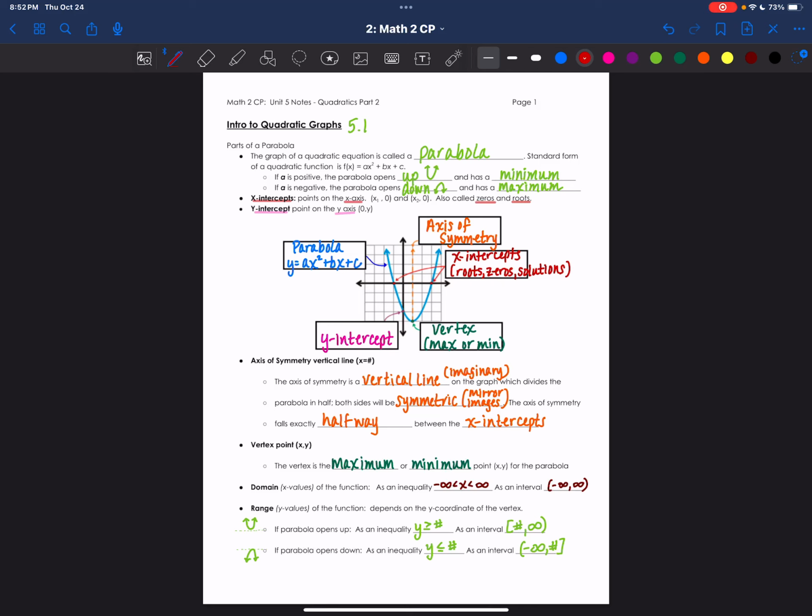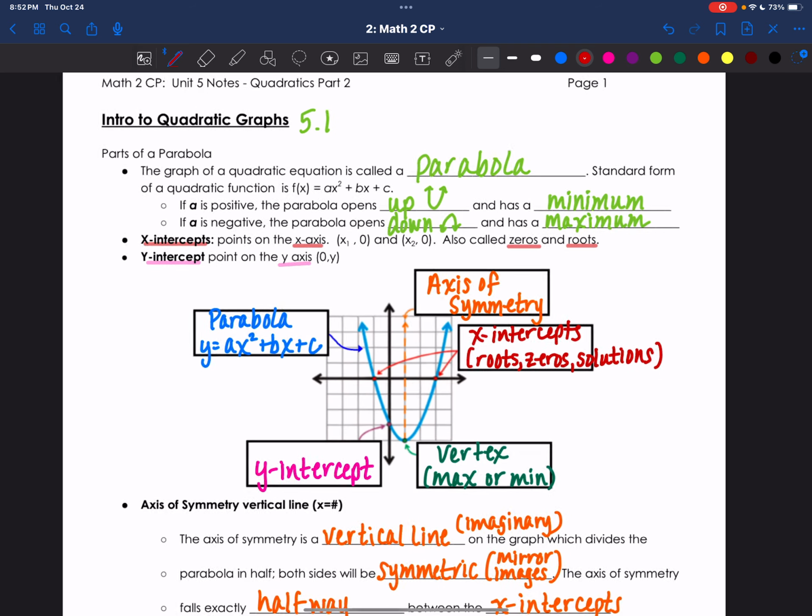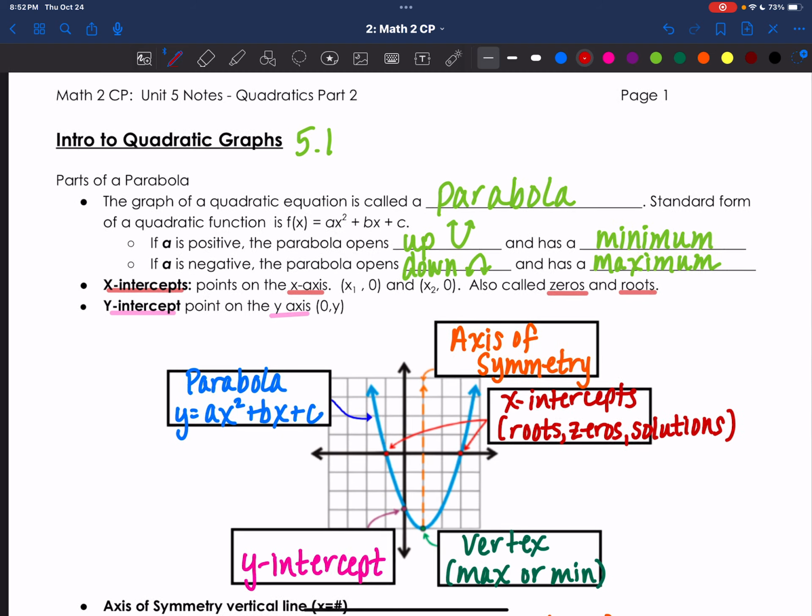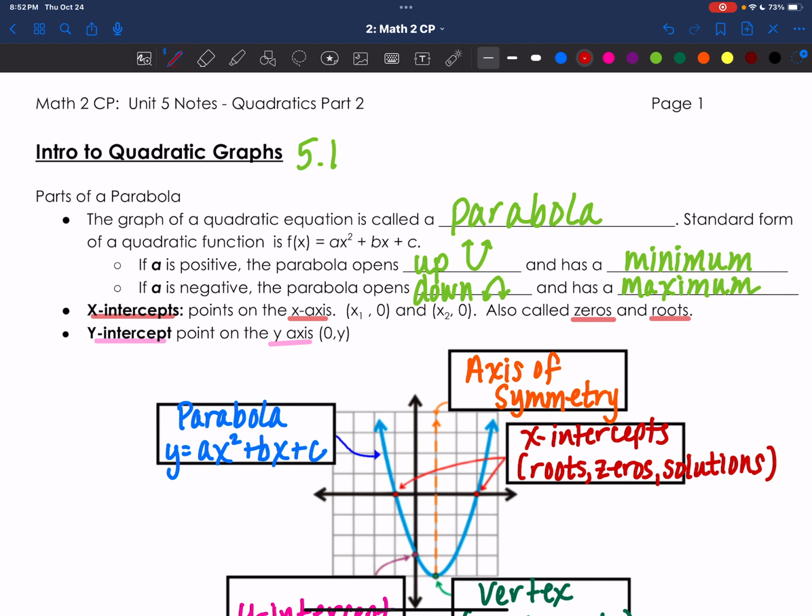All right, today we're going to be talking about an intro to quadratic graphs. So there's a lot of terminology, so make sure you pause this, get all this information written down. And of course, I love to color coordinate. But let's go ahead and get started. Parts of a parabola, that's how you say that.